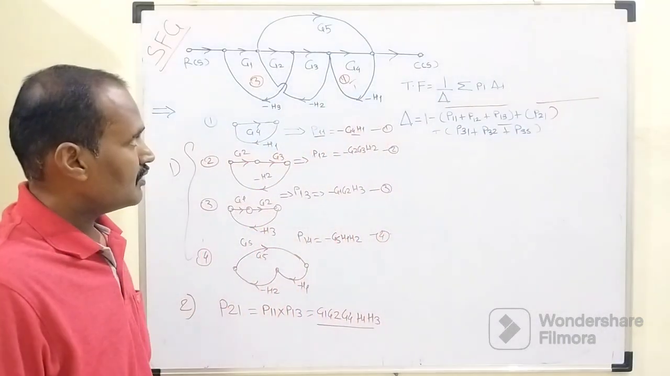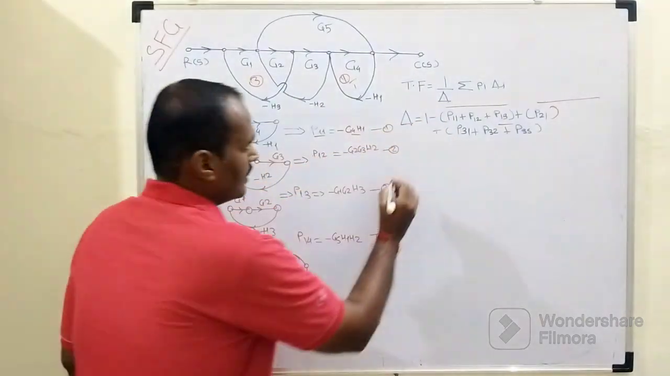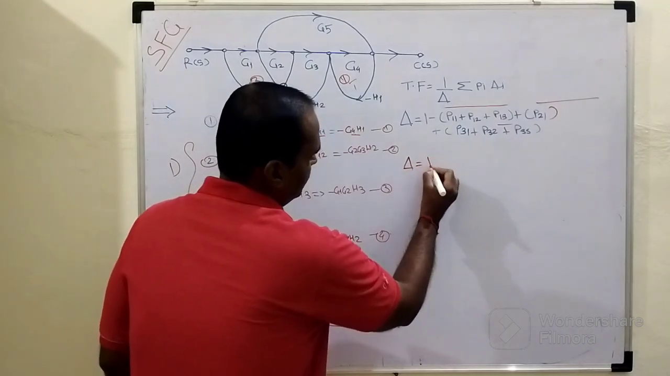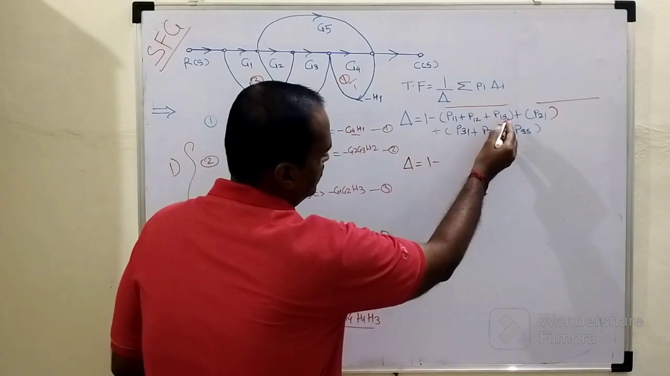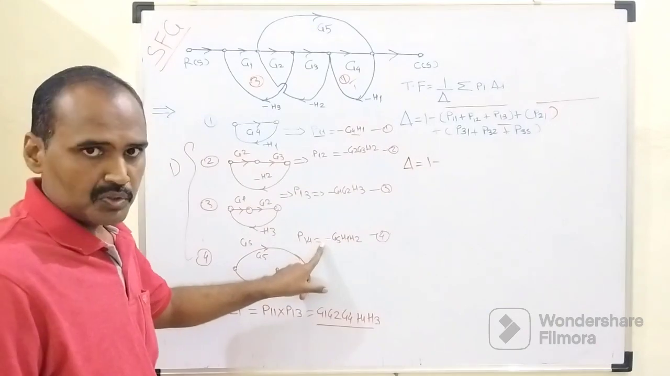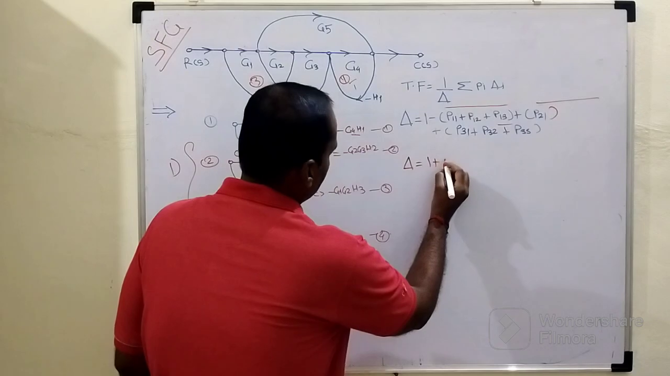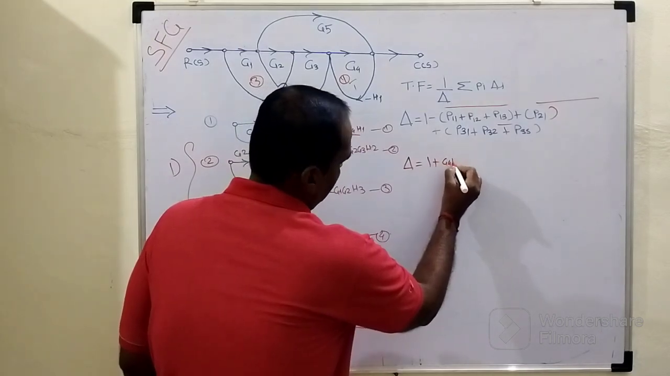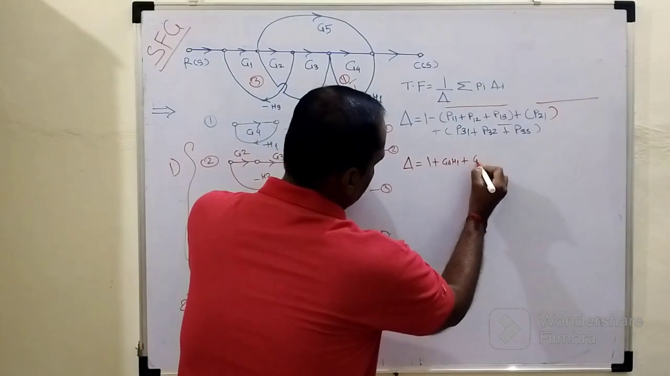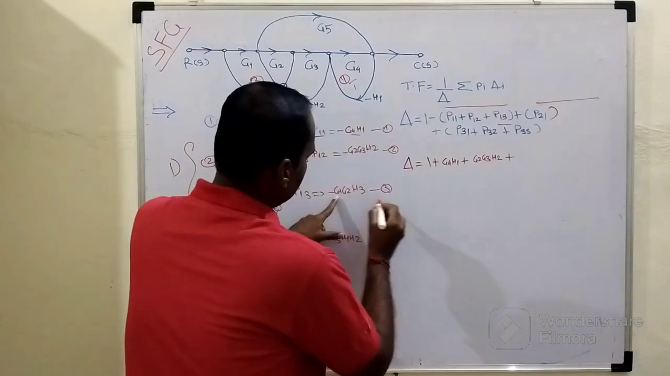Now in the next step, what we need to do: in this way the first parameter is to be tabulated. So here I will write delta equals 1 minus P11, P12, P13 plus P14. We need to add all these individual loop gains. So again minus minus will become plus. So directly I will write 1 plus g4 times h1, plus the second loop gain, plus g2 into g3 times h2. The third individual loop gain will be g1 g2 into h3.